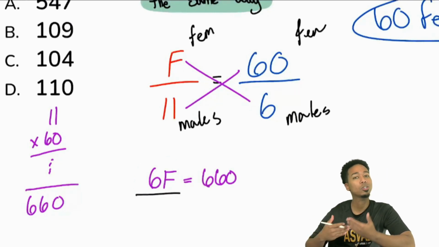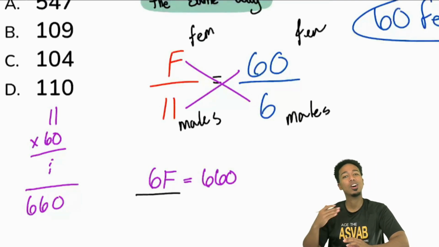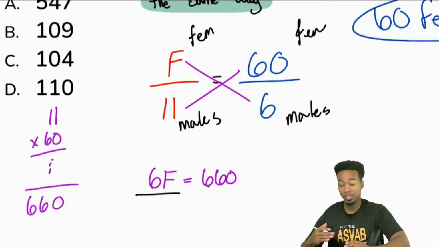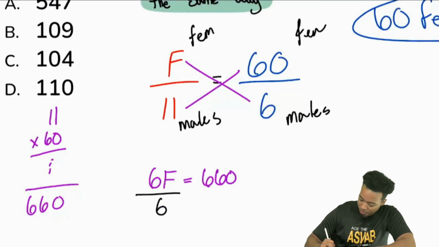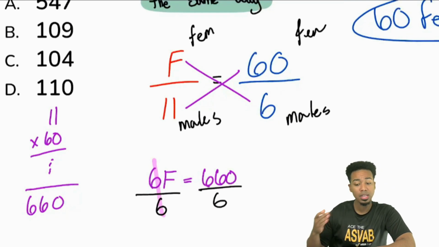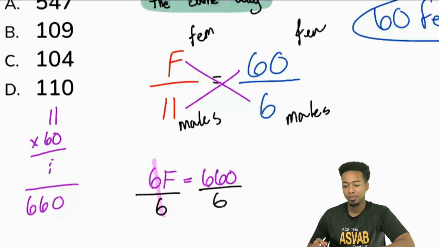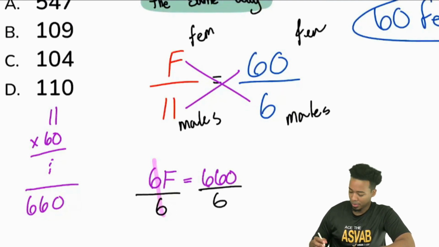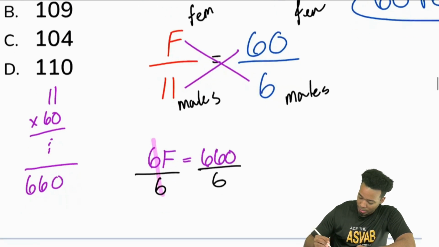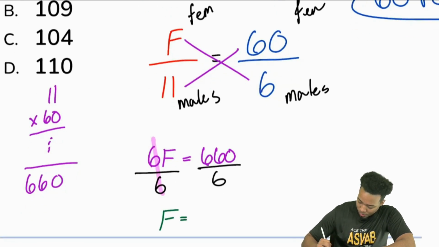And so to solve an equation, as always, we want to work backwards. We see 6 times f. We'll divide both sides by 6. Nice and easy. That's going to cancel out. And then we have 660 divided by 6. That's going to give us what, everybody? Right. And that's going to give us 110. And that is our answer.